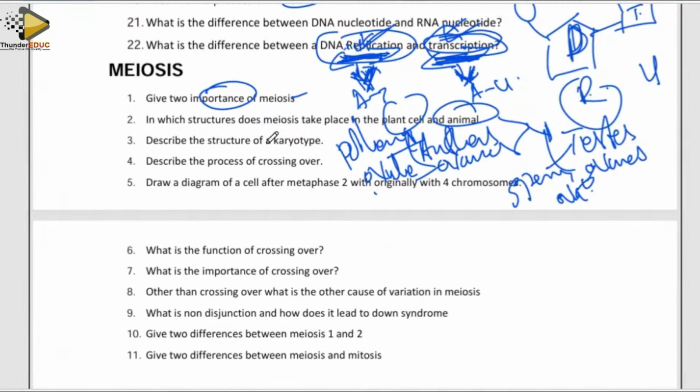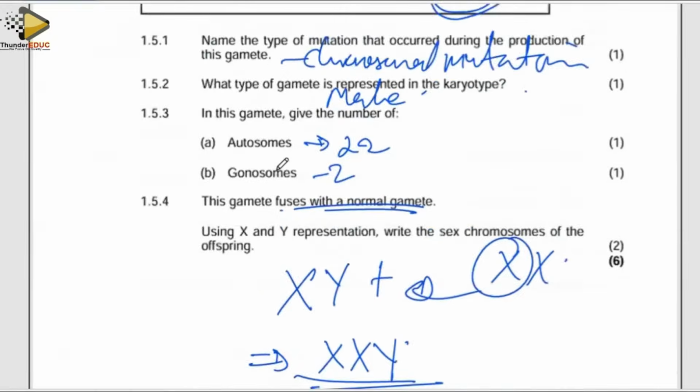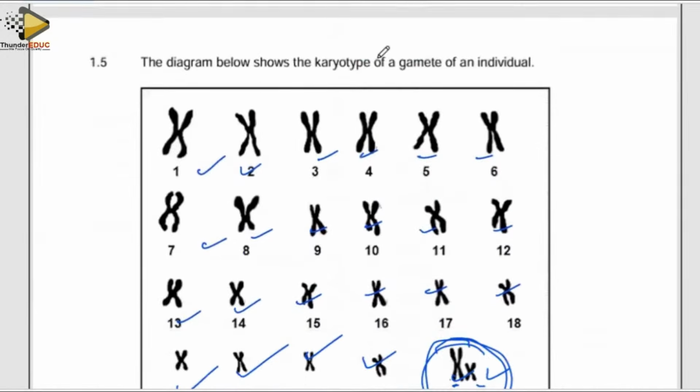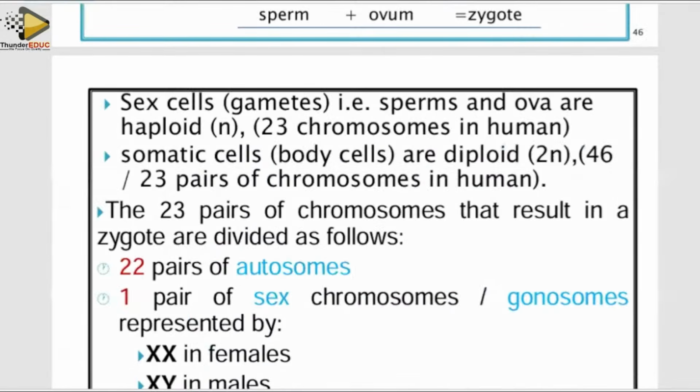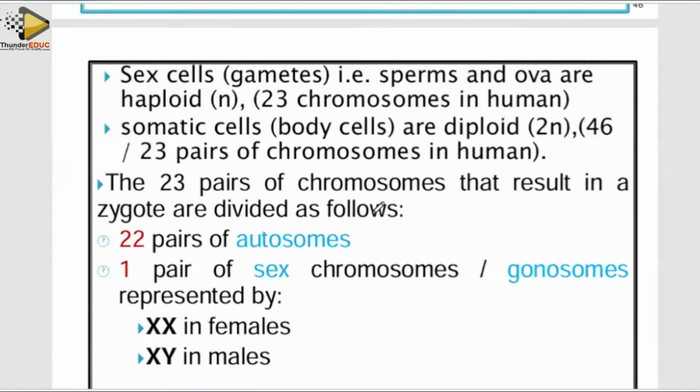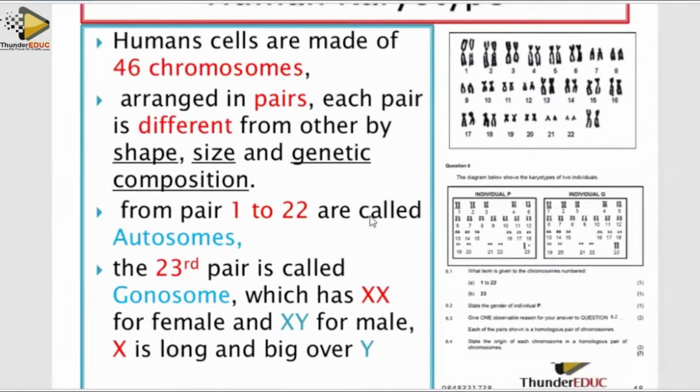Describe the structure of the karyotype. Here you have to describe what you see. For example, here we see this karyotype. What are you going to describe when it comes to this karyotype? First of all, the human karyotype is made up of 46 chromosomes arranged in pairs, each different from each other by shape, size, and genetic composition.